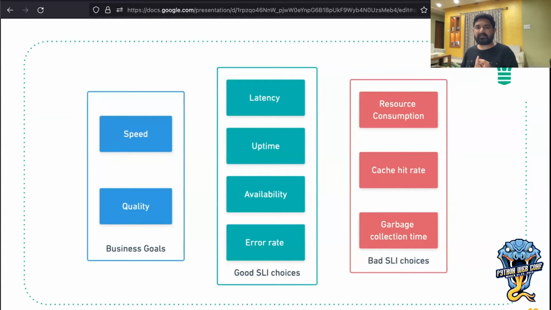Business goals are speed and quality, because if your system has speed and quality, all of the other things are mostly satisfied. So how do you measure speed and quality when it comes to a system? You can measure with latency. The good SLI choices here are latency, uptime, availability, and error. And what you shouldn't really care about here are resource consumption, cache hit rate, and garbage collection time. But why? Let's talk about it.